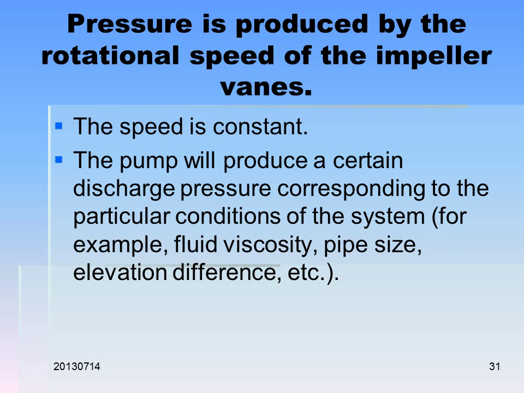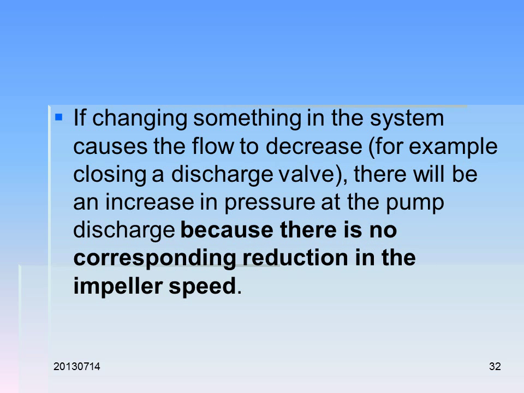Pressure is produced by the rotational speed of the impeller vanes. If the speed is constant, the pump will produce a certain discharge pressure corresponding to the particular conditions of the system, such as the fluid viscosity, the pipe size, the difference in elevation, etc. If changing something in the system causes the flow to decrease, for example, closing a discharge valve, there will be an increase in pressure at the pump discharge because there is no corresponding reduction in the impeller speed.